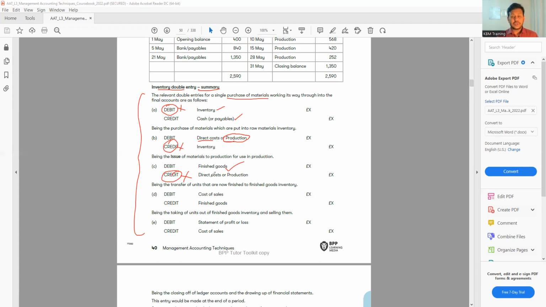After the finished goods are complete and ready to sell, this will be part of our cost of sales. So the cost of sales will be debit and the finished goods will be credit. So finished goods are gone and the inventory will be in the cost of sales. And from the cost of sales, finally, it will go to the profit and loss account. So profit and loss account is debit and cost of sales is credit. So these are the steps. You start from the purchase and end up with the statement of profit and loss account.